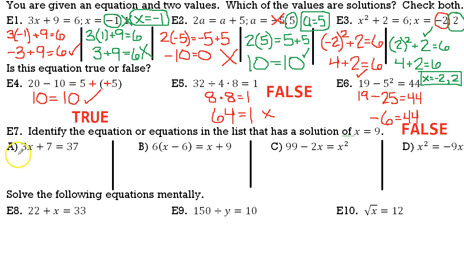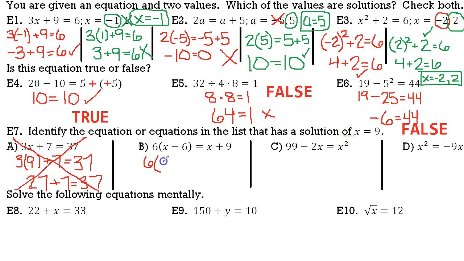We've got 3 times 9. We're plugging in 9 into each one of these. Plus 7 equals 37. All right, 27 plus 7 equals 37. That doesn't sound right at all. That's because it's not. All right, let's try part B here.